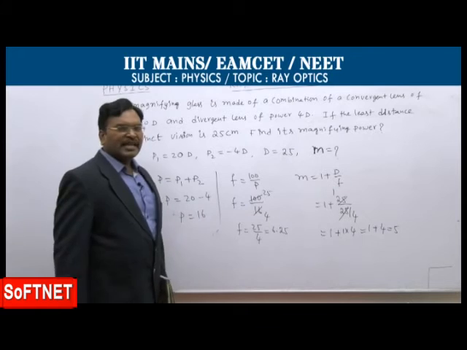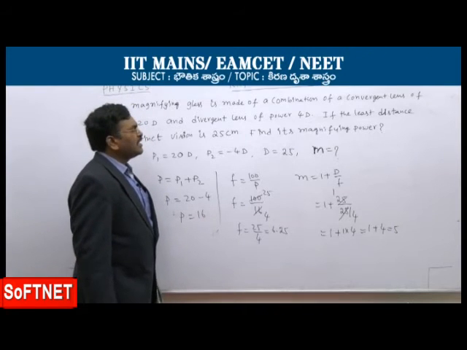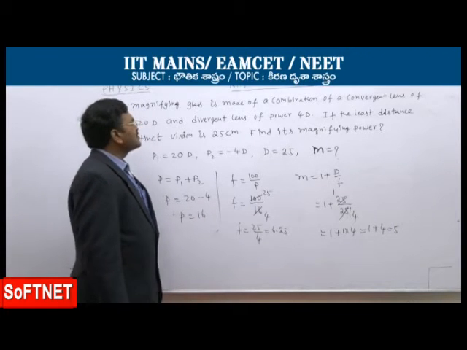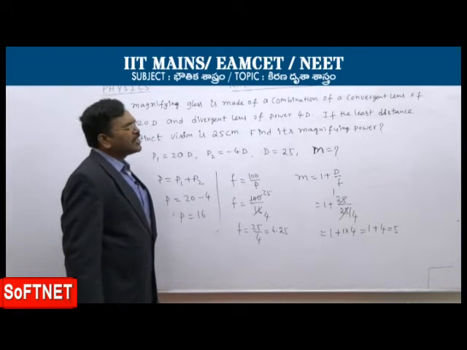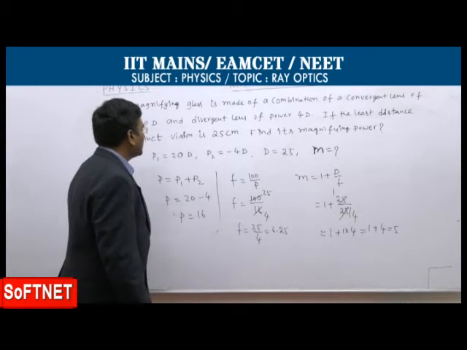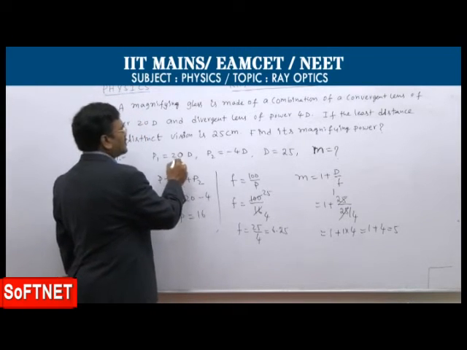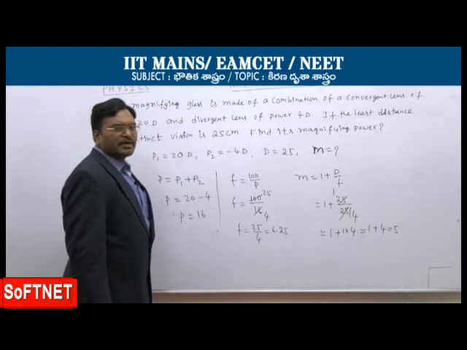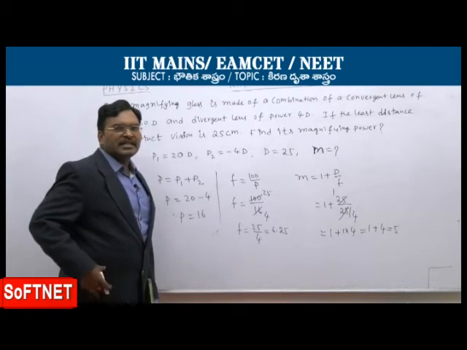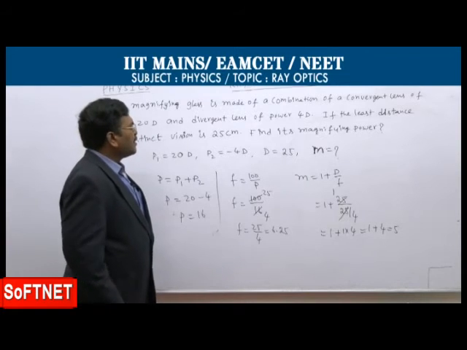Is it clear? Here, the magnifying glass is made of a combination of two lenses. What are those? One is a convergent lens. Convergent lens focal length is positive, power is positive. Divergent lens focal length is negative, power is negative.